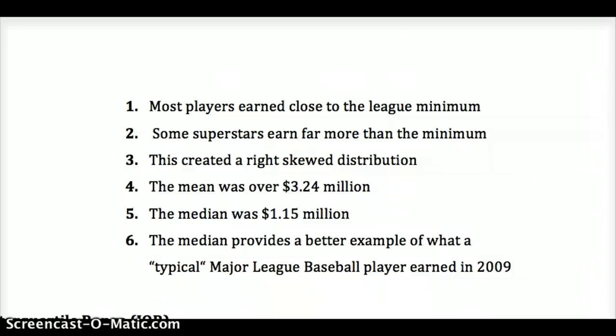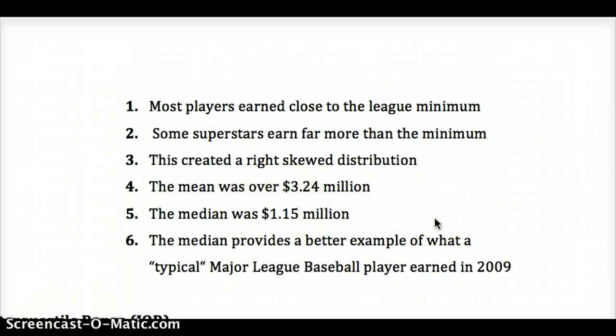Derek Jeter had a huge contract. Different players, especially a lot of them on the Yankees because they have a big payroll, end up pulling our mean up to over $3.24 million, whereas the median was $1.15 million. So if you're looking at a typical baseball player from 2009, a typical baseball player did not make $3.24 million because that accounts for all those big contracts in there. A typical one was more like around $1 million.